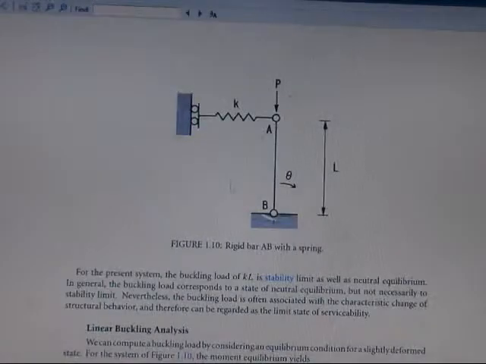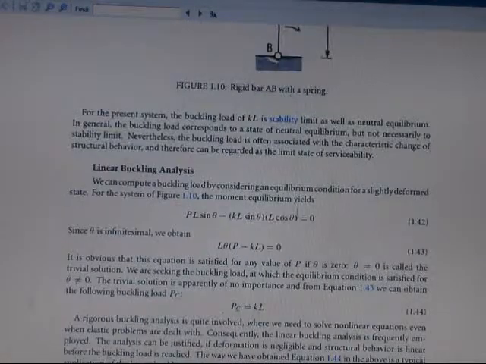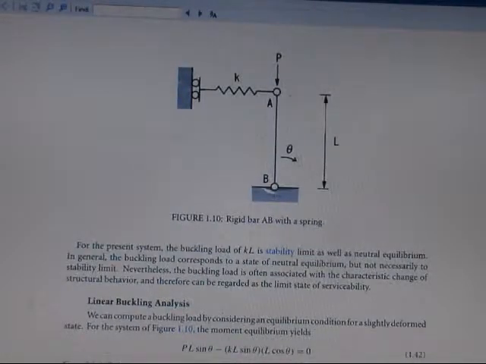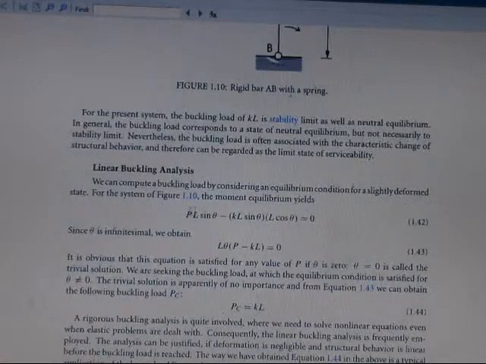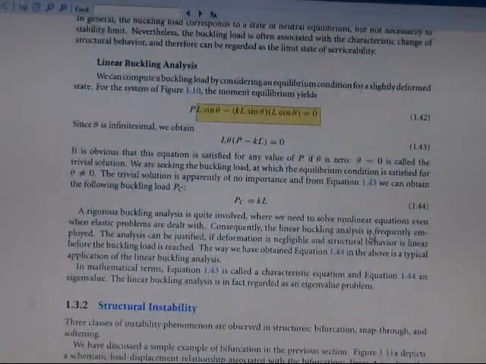Now we're talking about this one, a rigid bar with a spring. So in this case, linear buckling analysis. So linear buckling analysis, this one is to this angle beta, that way buckling. So we use this formula to calculate linear buckling.